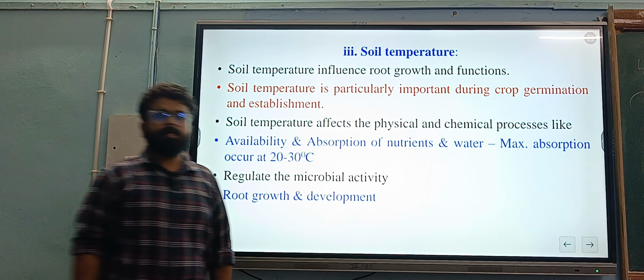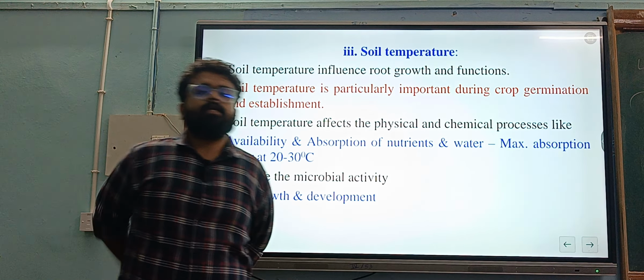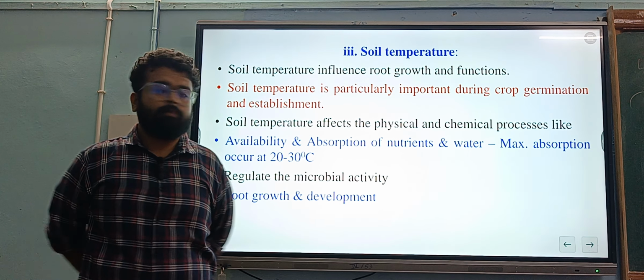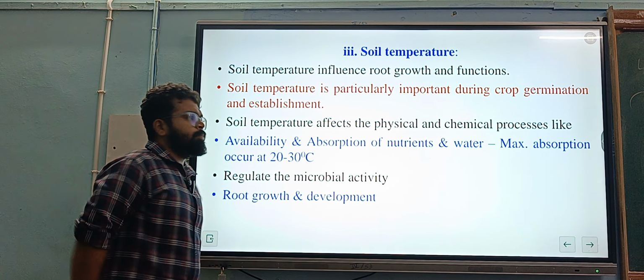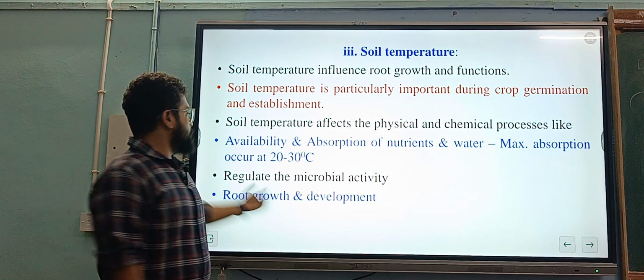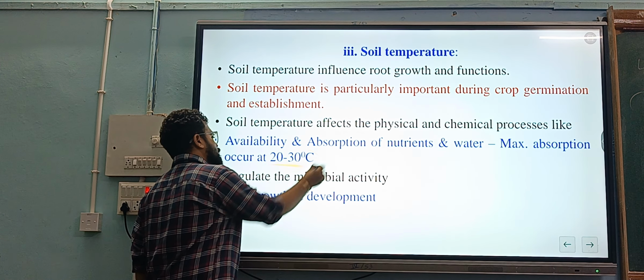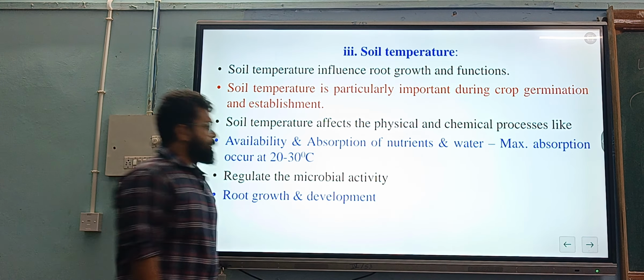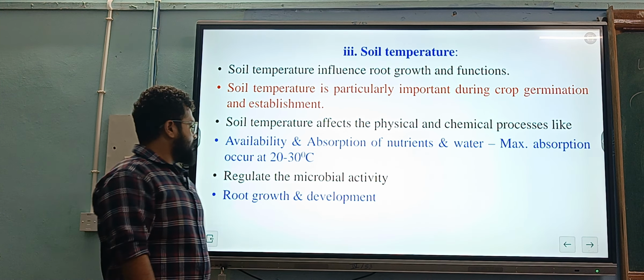Next, soil temperature is another factor that influences plant growth and development. Soil microorganisms require an ideal temperature for their growth and development. We consider it a congenial temperature for soil microorganisms, and the availability and absorption of nutrients and water, with maximum absorption, occur at 20 to 30 degrees centigrade. It regulates microbial activity and also plays an important role in root growth and development.